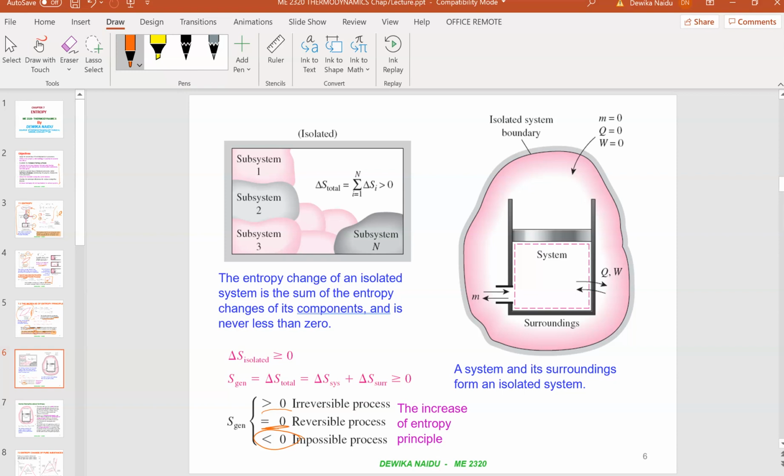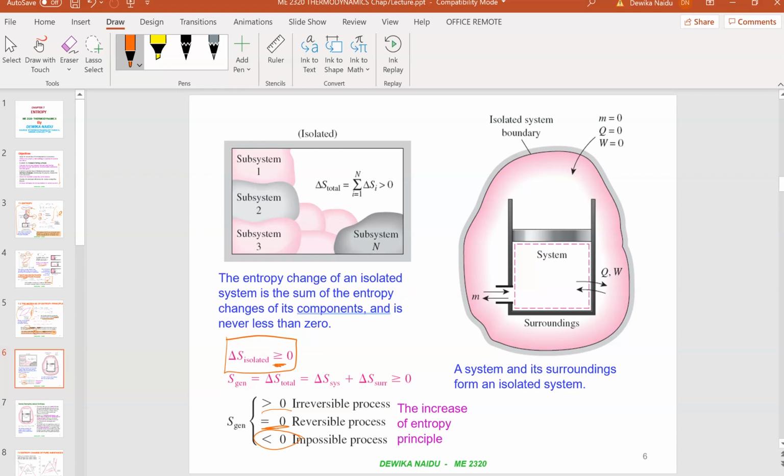Okay, so the equation before this. Let's look at this equation here: delta S isolated is greater than or equal to 0. So this equation can be expressed as: entropy of an isolated system during a process always increases, or in the limiting case of a reversible process remains constant. In other words, it never decreases. Like what I've explained to you, it cannot become negative. This is known as the increase of entropy principle.